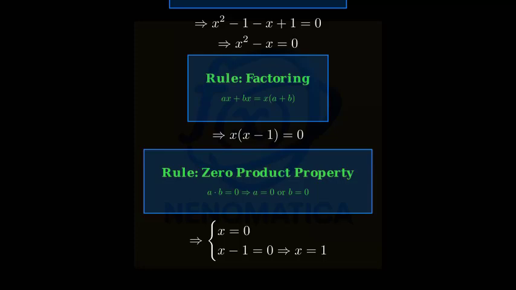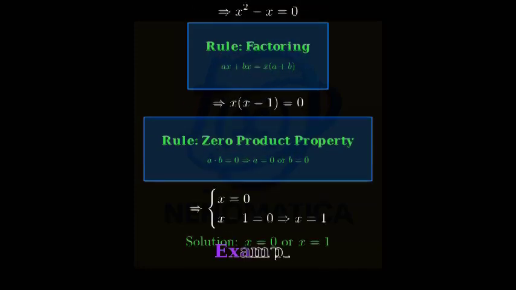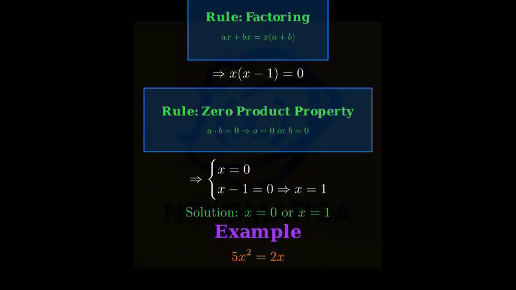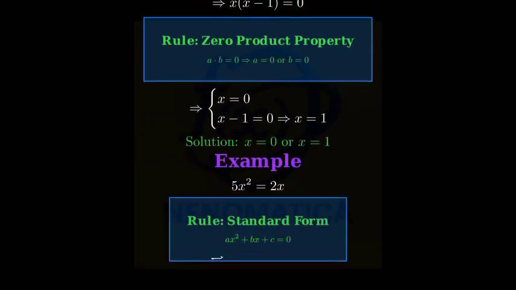Now, let's move on to our second example. We want to solve the equation 5x squared equals 2x. First, let's rearrange the equation to standard form by moving all terms to one side. We get 5x squared minus 2x equals 0.